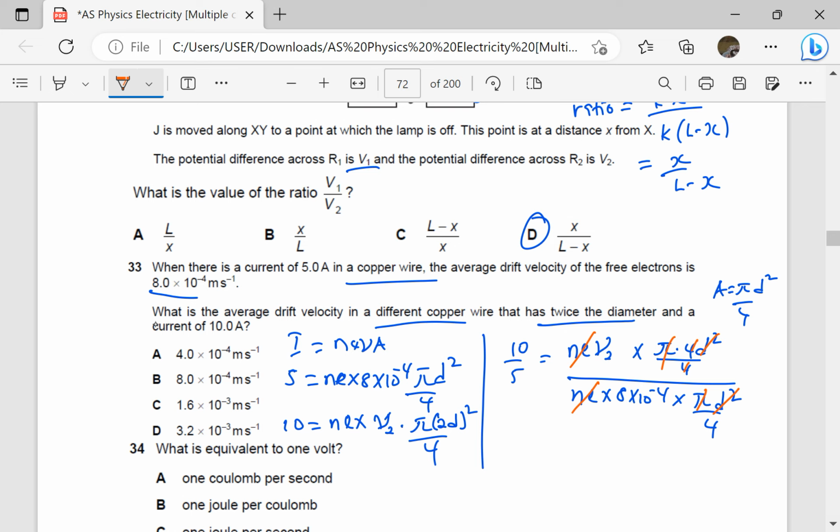So of course 10 over 5 is 2, so 2 is equal to V2 divided by 2 times 10 power negative 4. And when you cross multiply, you notice that V2 is going to be 2 times that, which is 4 times 10 power negative 4. That means our answer is going to be A.